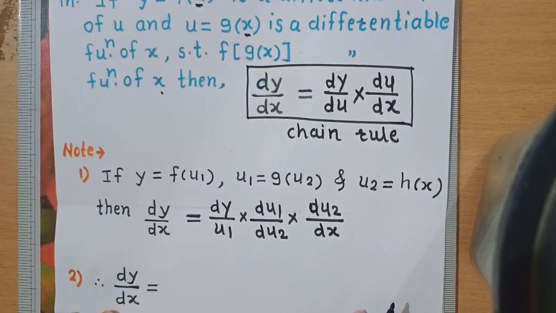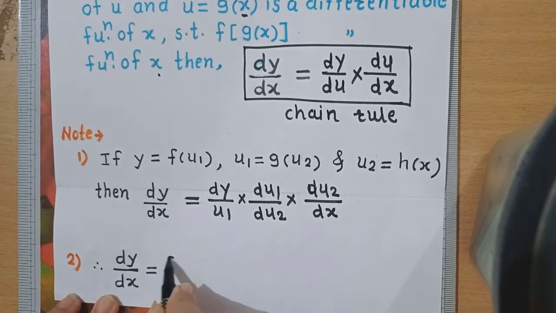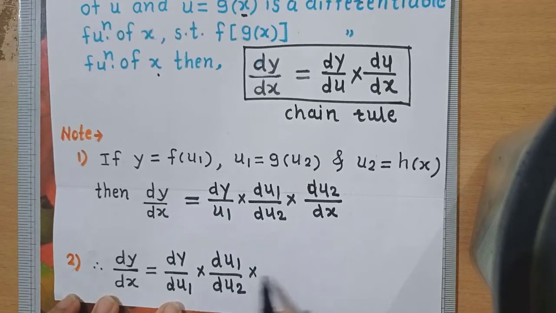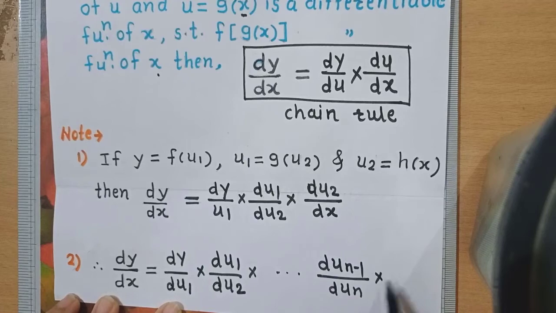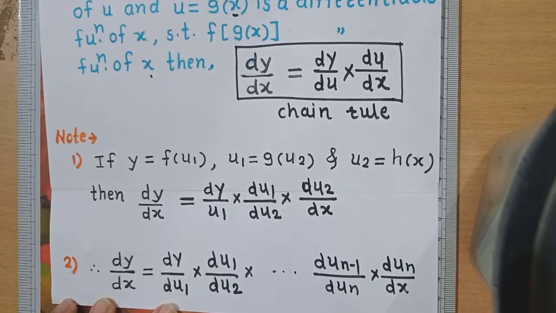So again, suppose y is a function of u1, so we will differentiate dy by du1. Again u1 is a differentiable function of u2, so here we will write this up to du(n minus 1), which is a differentiable function of un, and the last one, dun, is a differentiable function of x. This is the generalized chain rule for n functions.